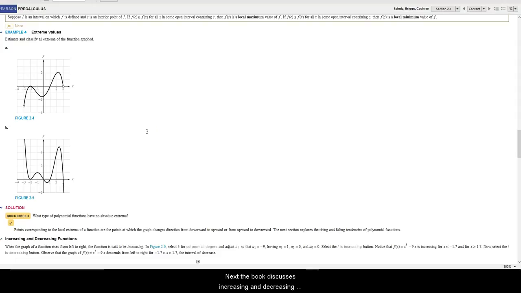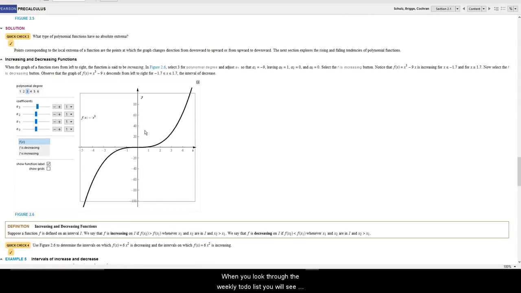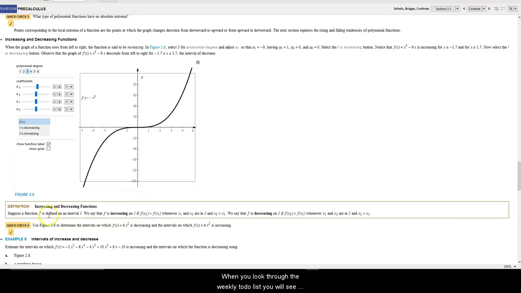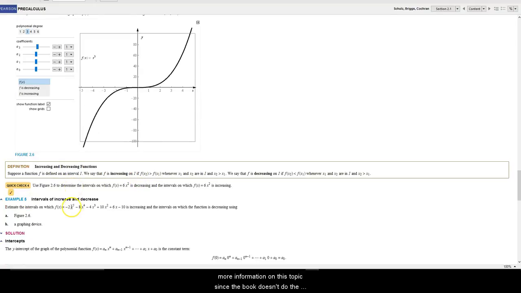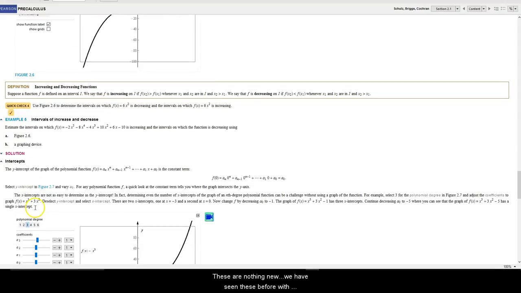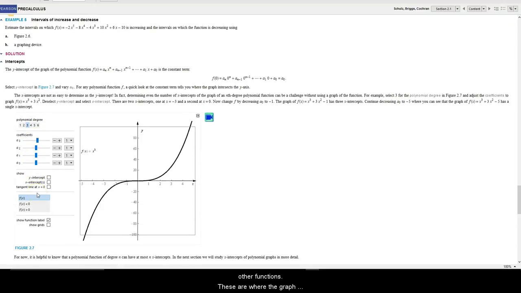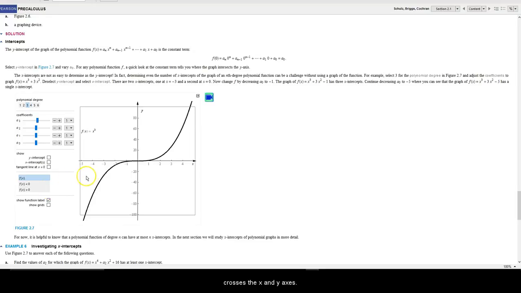Next, the book discusses increasing and decreasing functions with a rather intimidating definition. When you look through the weekly to-do list, you'll see more information on this topic, since the book doesn't do the greatest job and relies too much on the interactive graphs that are problematic. Next, it discusses x and y intercepts. These are nothing new. We've seen these before with other functions. These are where the graph crosses the x and y axes.